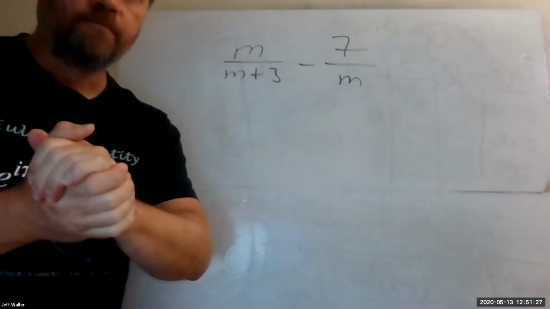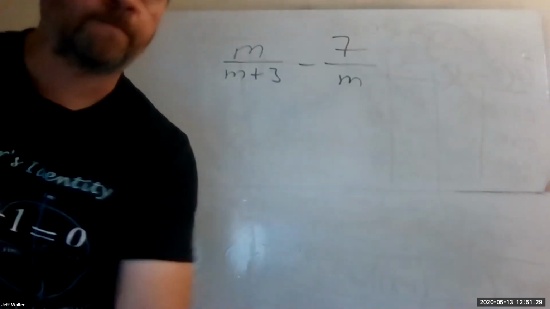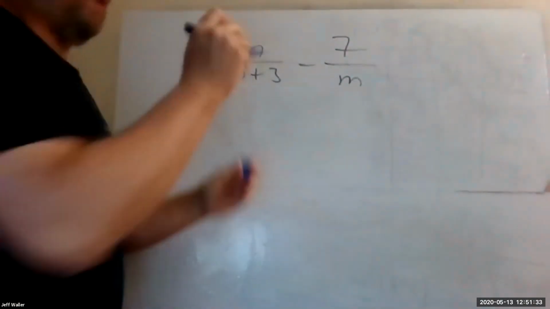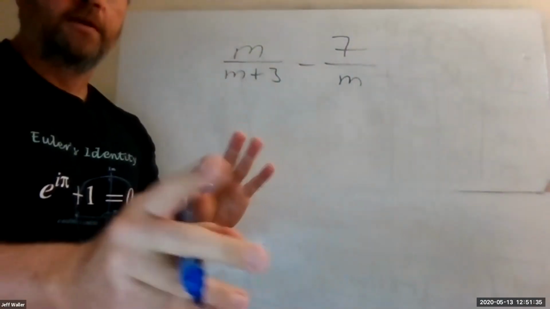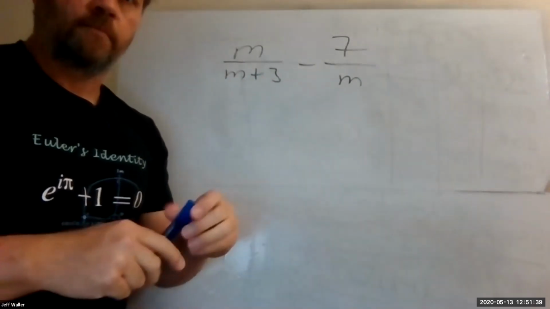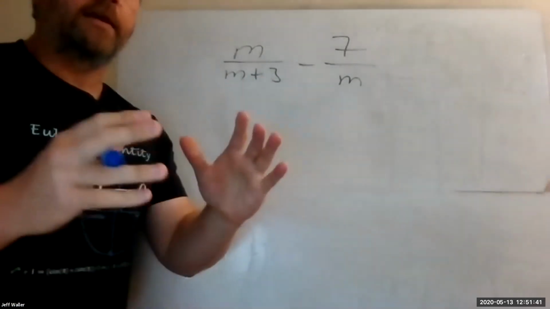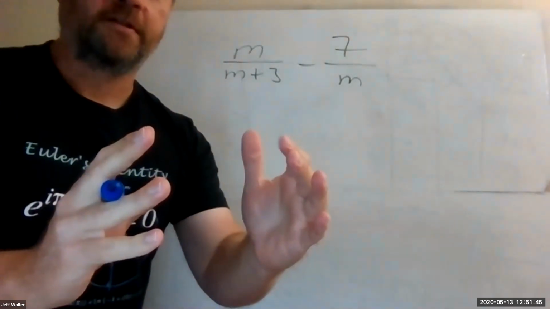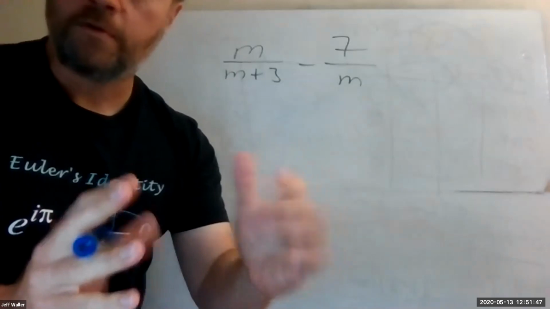Yes. So find the lowest common denominator for these two terms. Yeah, so tell me. Let me catch up to you. Okay. What does this guy have on the bottom? Only m plus 3. He's got an m plus 3. Yeah. M plus 3. Yeah.